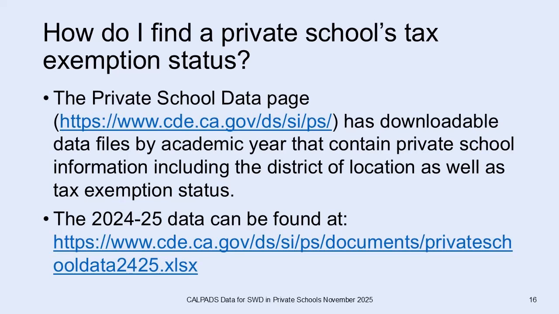If you are trying to determine, number one, which private schools are within my district's boundaries, and number two, what is the tax exemption status? Are they nonprofit? Are they for-profit? There is a list on the private school data page, and the link to that page is here, and there is a ton of information about private schools. More specifically, I'm talking about these downloadable data files by academic year that contain private school information, including the district of location as well as their tax exemption status. So for 24-25, you can find that list at the link at the very bottom of this page.